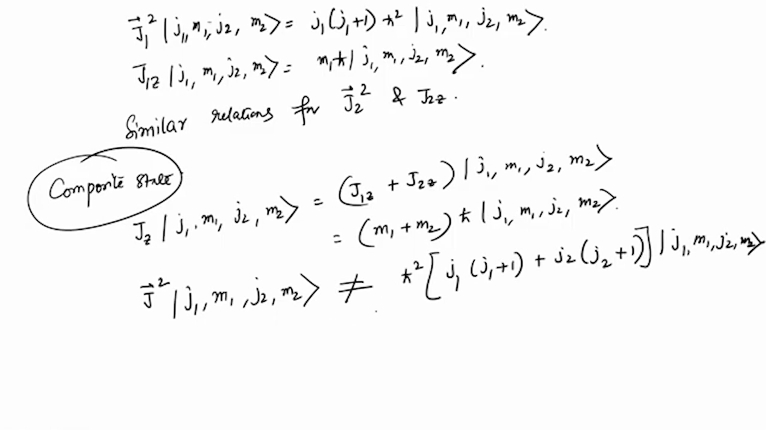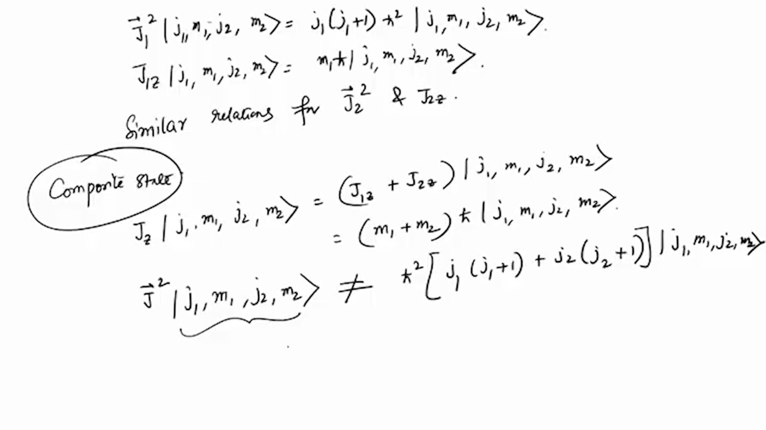So, this is not correct. If you write an equality, then it will be incorrect. The reason is that we have told that for this J square, this basis is not a correct basis. But it works fine for each of these J1 square and J2 square and J1Z and J2Z.